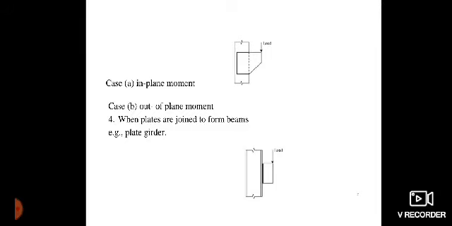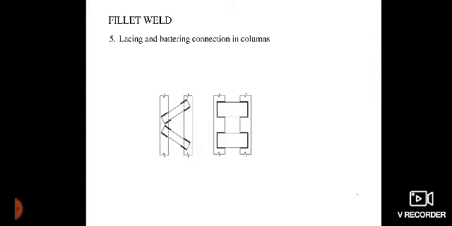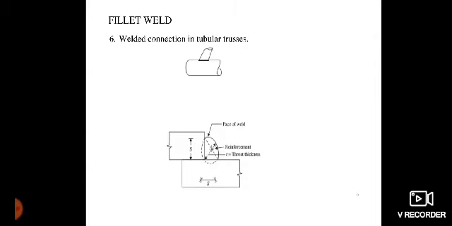Case A is in-plane moment, or case B is out-of-plane moment. Welds are used to connect the web plate with the flange plate and also to connect flange to flange plates. Lacing and battening connection in columns. Welded connection in tubular trusses.